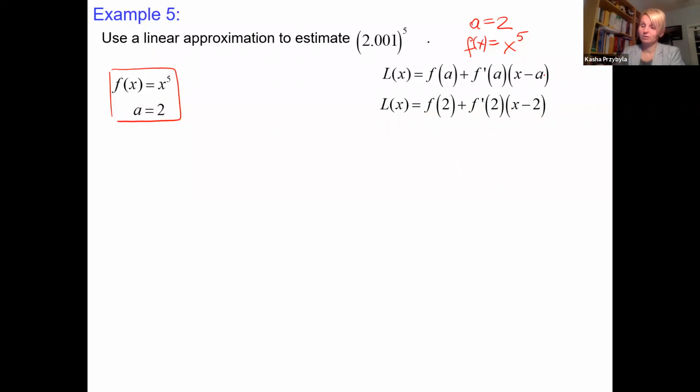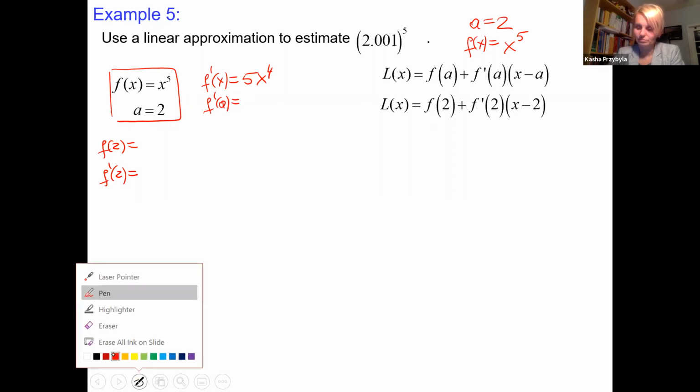Who can tell me the value of the function at 2 and the value of the derivative at 2? The value of the function is 2 to the power of 5, which is 32. Really good. What about f prime? What's the derivative of this function? The derivative of x to the power of 5 is, yes, 5x to the power of 4. And when we substitute, oh, not a, 2.